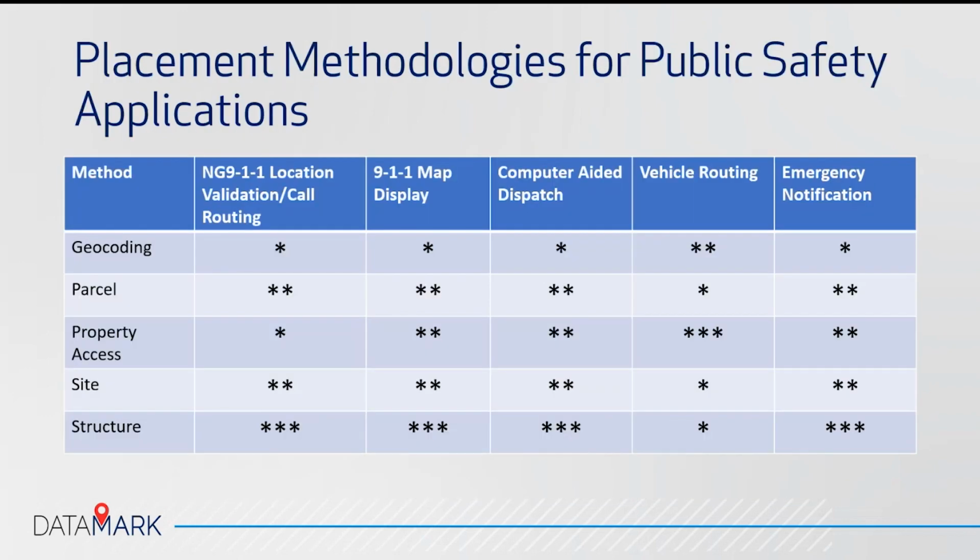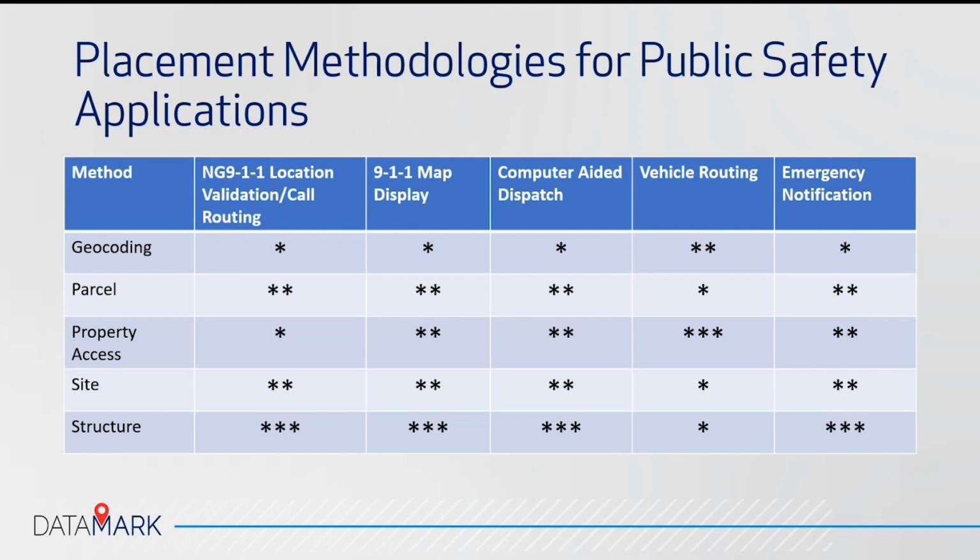So here is a table, and again, this table was pulled out of that informational document, the table that references the placement methodologies for public safety applications. So 1 star is least desirable, and 3 stars is most desirable. So it gives you the different placement methodologies on the left-hand side, and then the different public safety applications on the top. Okay, so for next generation 911 location validation and call routing, the structure placement is the best because it's the most precise.